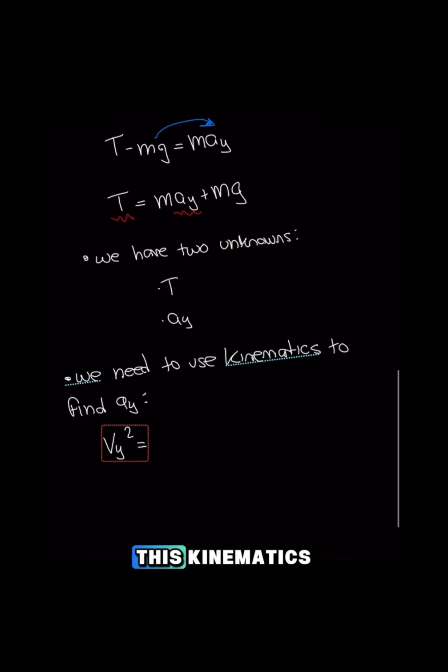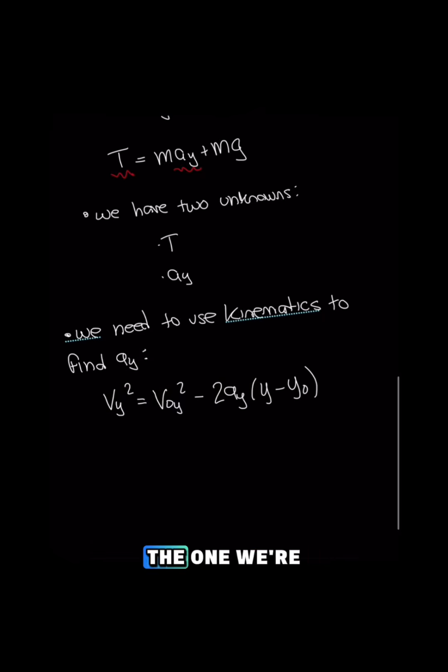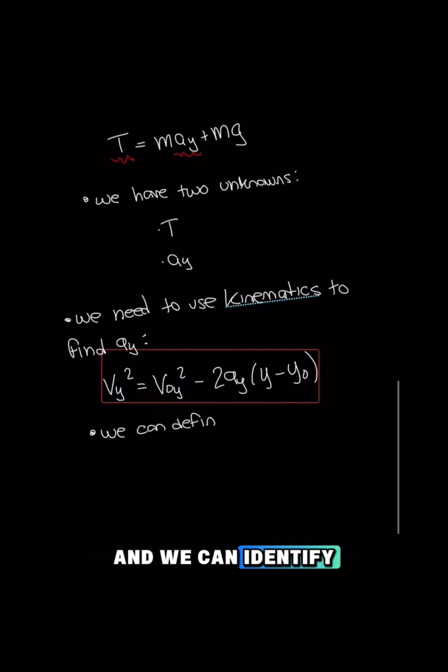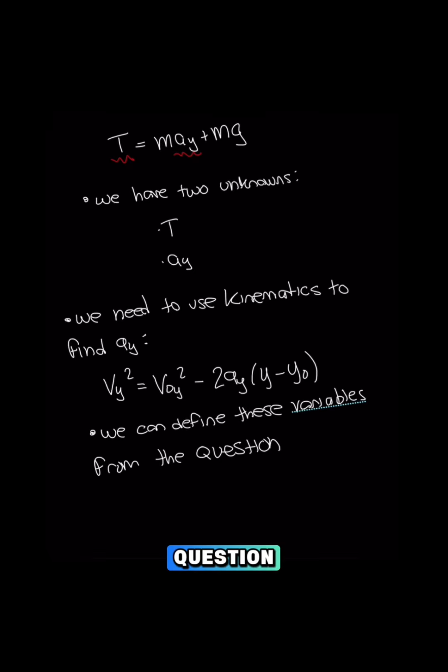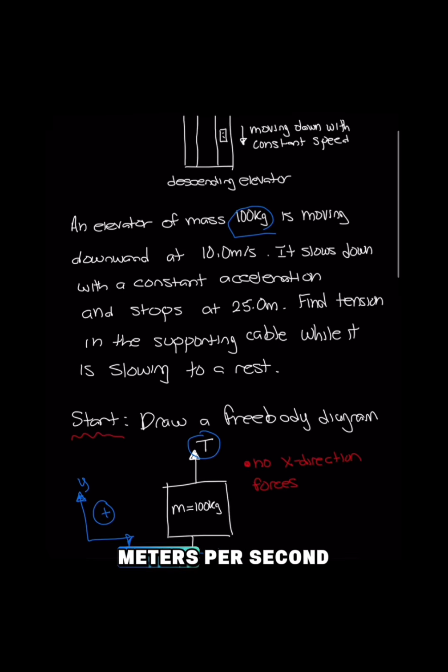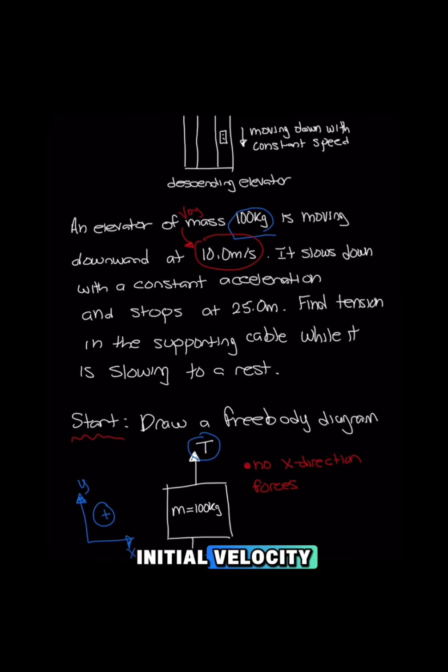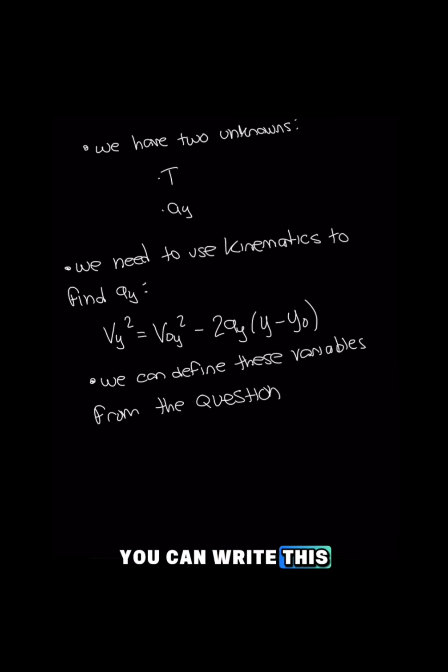We're going to need to use kinematics to solve for the acceleration in the y. We can start off by writing down this kinematics equation here. This is the one we're going to use to solve, and we can identify all these variables from the question. The question says it's initially moving 10 meters per second down. That's going to be the initial velocity. And then it stops at 25 meters. That's going to be the y final. You can write this down here.